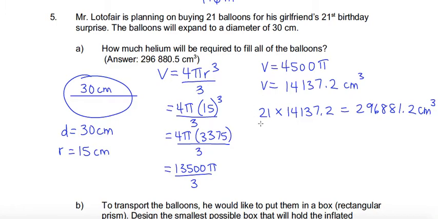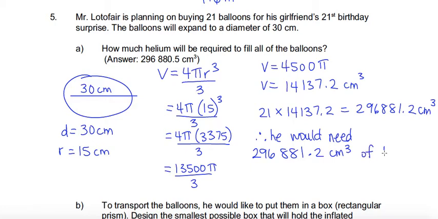So the last thing we need to do for this part is to write our therefore statement. So therefore, he would need 296,881.2 centimeters cubed of helium to fill the balloons, or to fill 21 balloons.